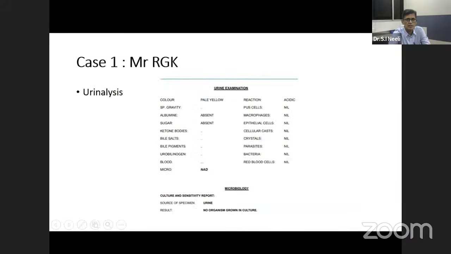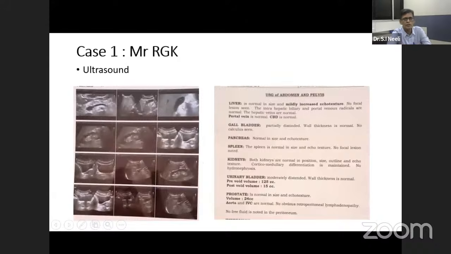His urine analysis with which he came to us was within normal limits, and the culture had no growth, and the ultrasound which was done when he came to us also showed prostate volume of 24 cc, a small gland, and a urinary bladder with pre-void volume of 125 ml and a post-void volume of only 15 cc. The bladder was not very thick walled, the thickness was within normal limits. The upper tracts were also normal.